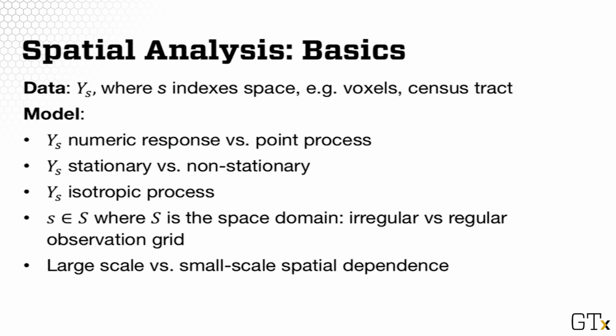This slide provides a snapshot of the basic modeling of spatial processes. For the simplest spatial data analysis, the response data are Y_s, the space-varying observations, the space-varying responses, where s is the index for space. For example, s could index communities in geographic data or voxels in imaging data. We generally use different modeling approaches if Y_s is a continuous spatial process as opposed to a point process.